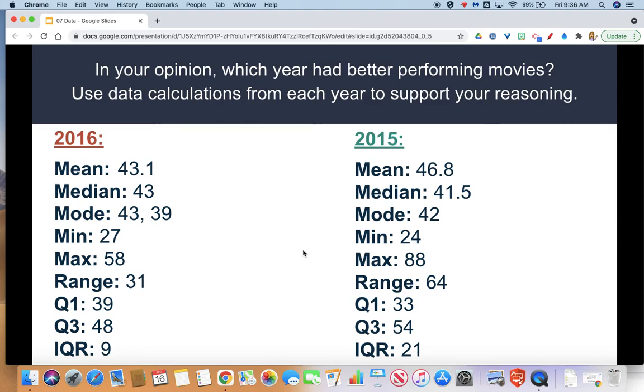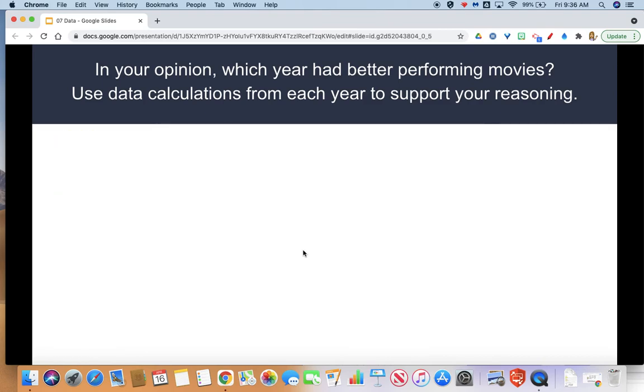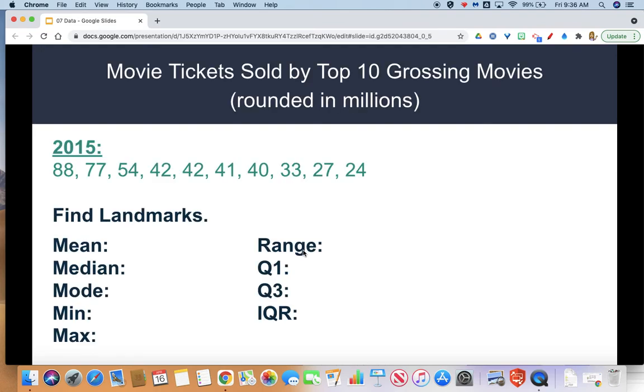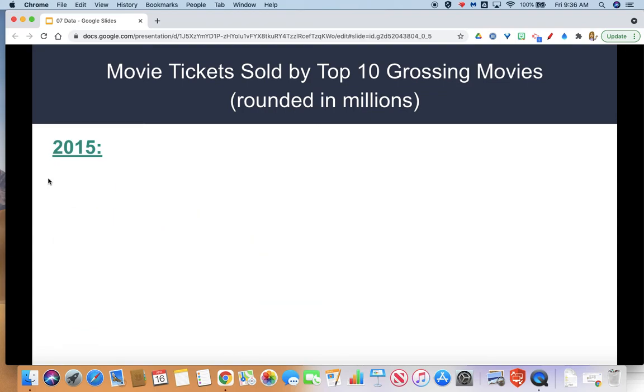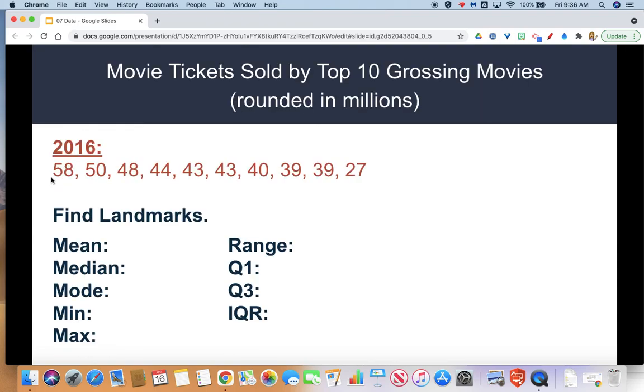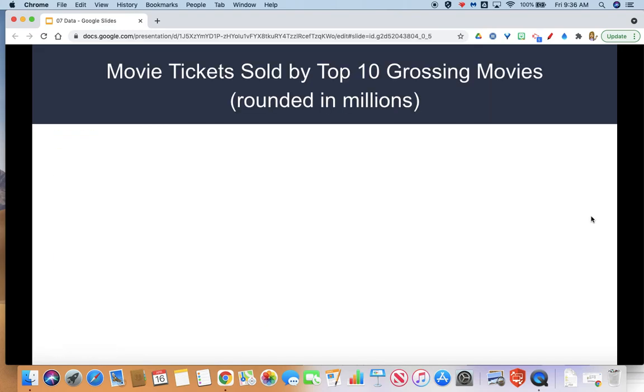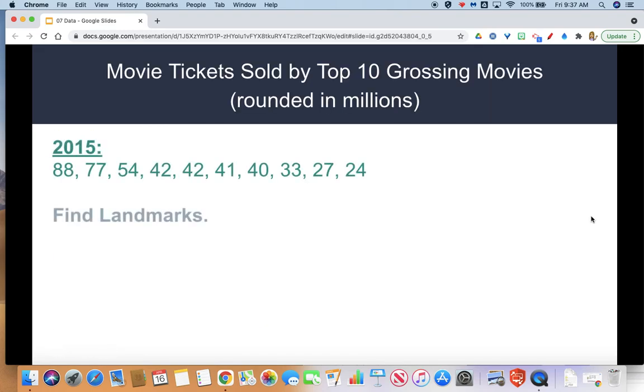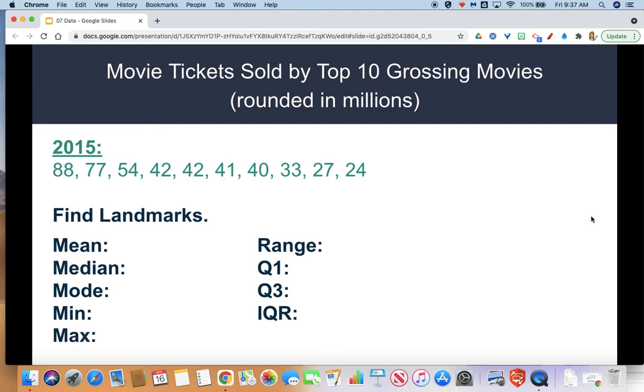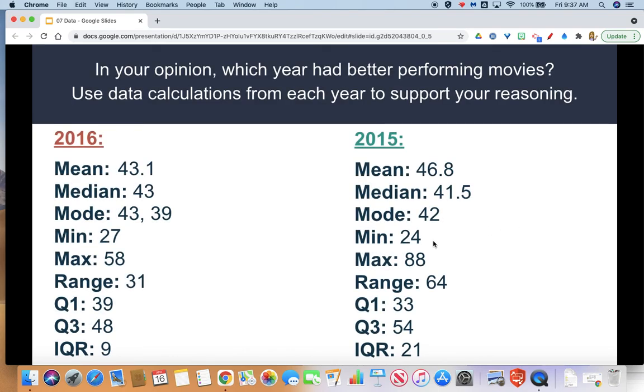We might want to double check before we do this. Did we have any outliers in either data set? No, 2015 is pretty well spread out. We don't really have any major jumps. I guess 77 and 88 are kind of big jumps from that 54. What about in 2016? Did we have any outliers there? Not really. The data kind of jumps pretty evenly throughout, so I don't see any major outliers there. So for both of them we could probably say the mean is a good choice. 2015 you might argue the median.